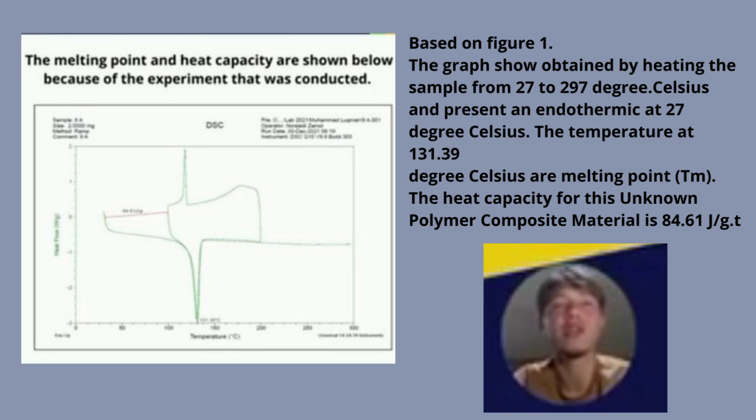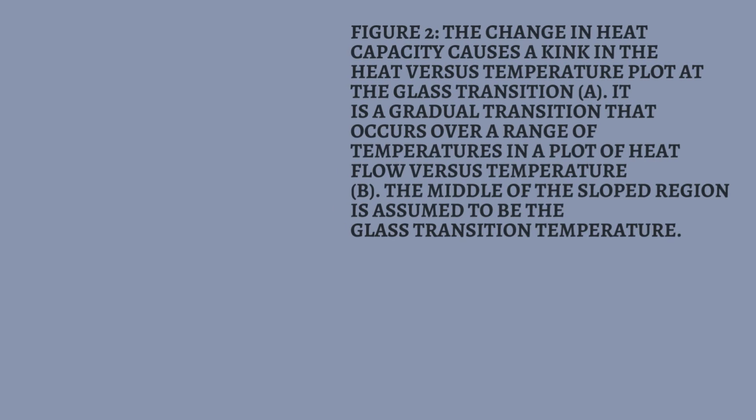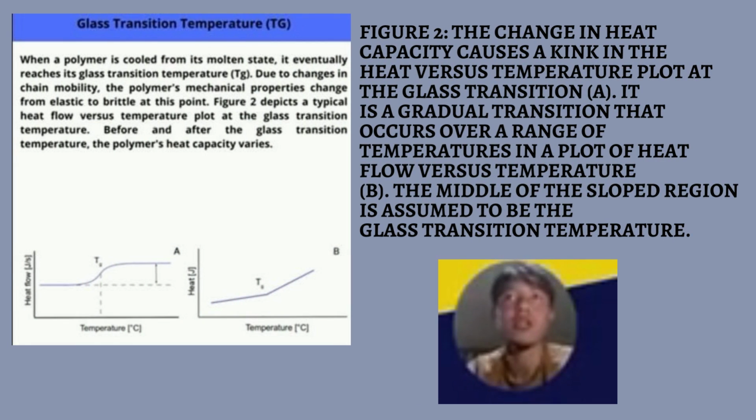This is the result and discussion for the DSC graph. Based on Figure 1, the melting point temperature is at 101.39, and for the unknown polymer composite material it is 84.61. The next one is the glass transition temperature.